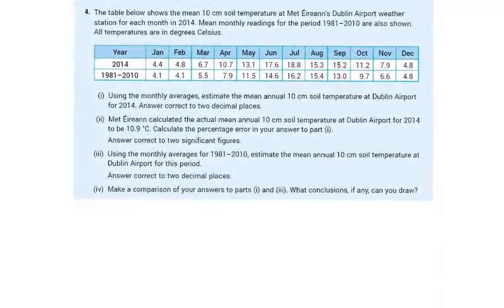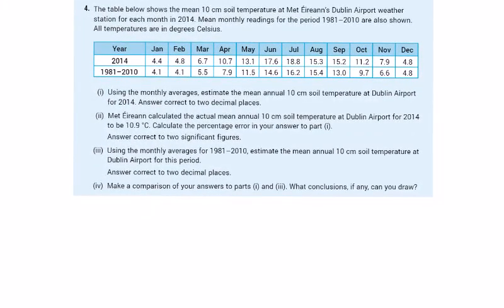Right, question 4. The table shows mean 10 centimeter soil temperatures at Met Éireann's Dublin Airport weather station for each month in 2014. And we have another comparison, 1981 to 2010, so like a 30-year period. So using the monthly averages, estimate the mean annual 10 centimeter soil temperature for 2014. So we're going to have to add all of them up and divide by 12 and answer correct to 2 decimal places.